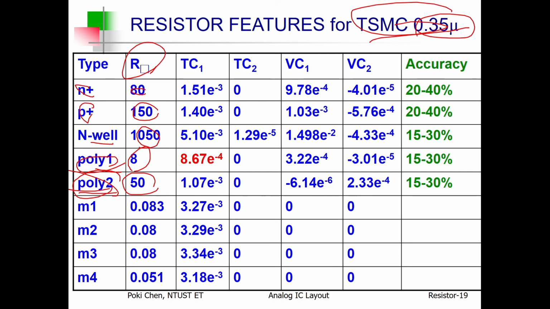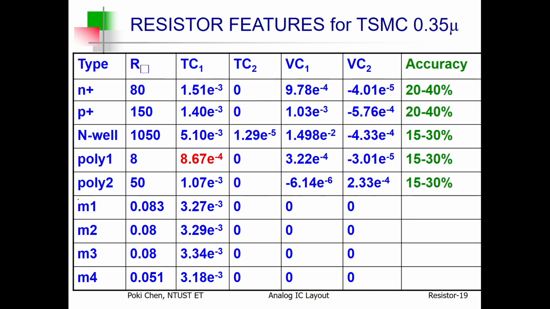That's it. Okay, in brief, who gets the best performance? No worries, Poly resistor. For example, Poly 1 gets the smallest temperature coefficient. And how about VC1 and VC2? Almost zero, right? First order, second order, forget about it. Almost zero, just forget about it.